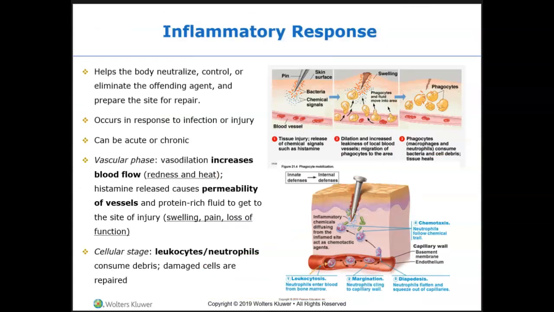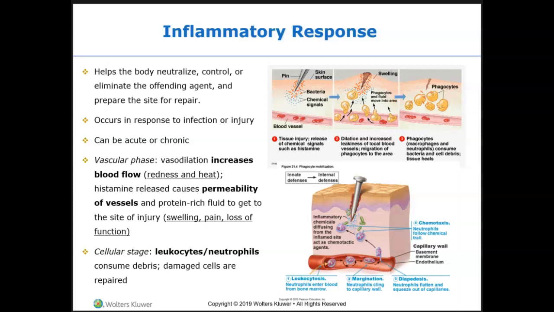Inflammatory response helps the body neutralize, control, or eliminate the offending agent or pathogen, and it also helps start to prepare the site for repair. The inflammatory response occurs in response to infection or injury. So literally, anytime you injure yourself or you are exposed to a pathogen, inflammation occurs at that site, right? So you get the redness, the swelling, warmth, all of that. It can be acute or chronic, right?